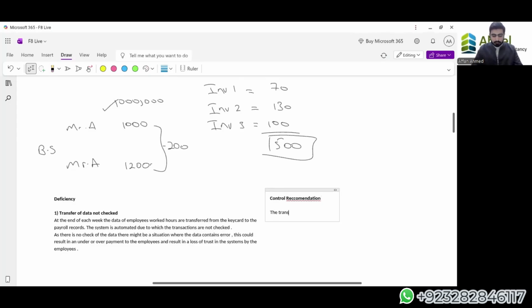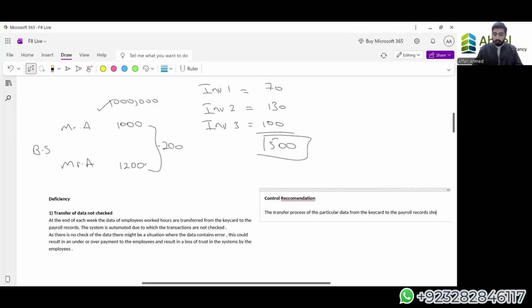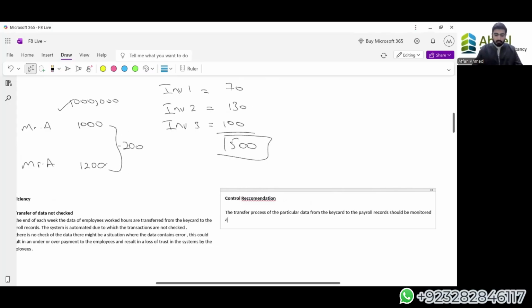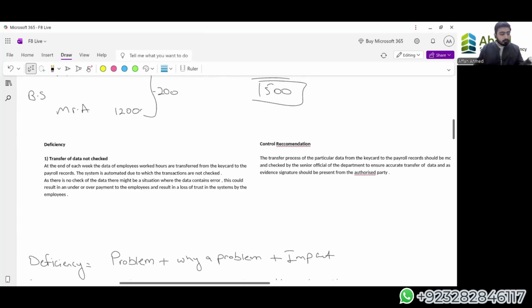the transfer process of the particular data from the key card to the payroll records should be monitored and checked. Now, this is the area where we have basically drafted a complete answer on test of controls.